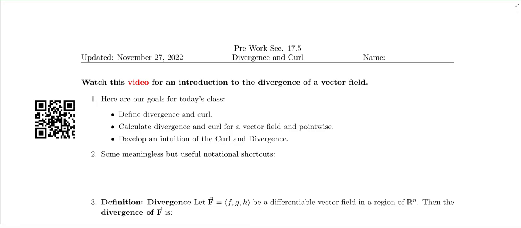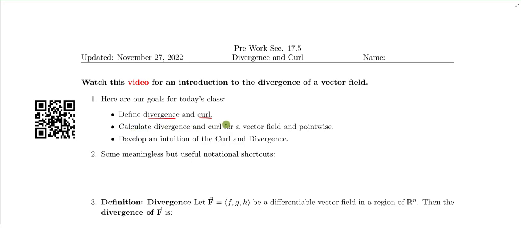So folks, in this video we're going to introduce our last two vector operations, and those are going to be the divergence and the curl operations. So these will be operators or operations that we can do on vectors, and we'll look at both of those. So our objectives are to define both the divergence and curl.